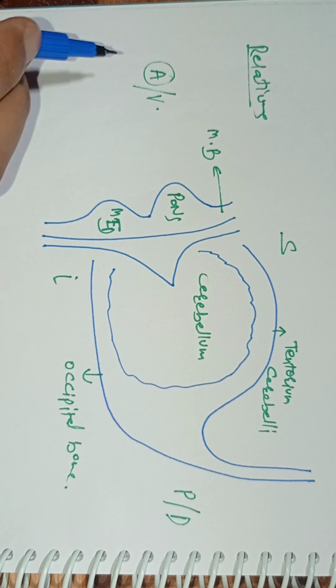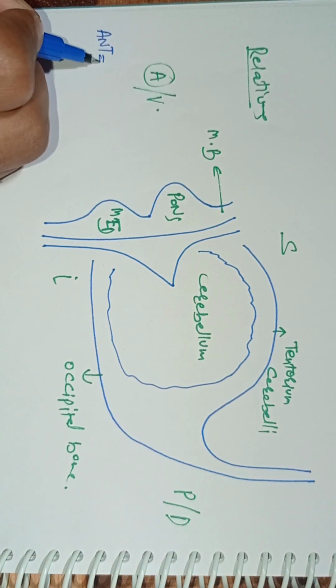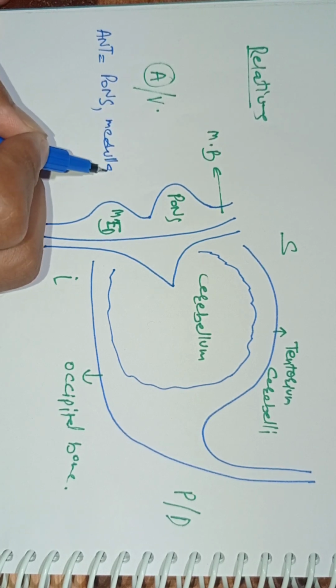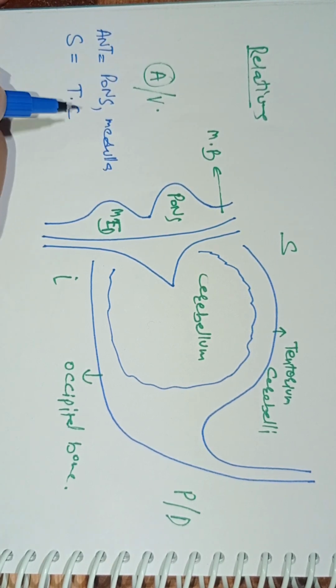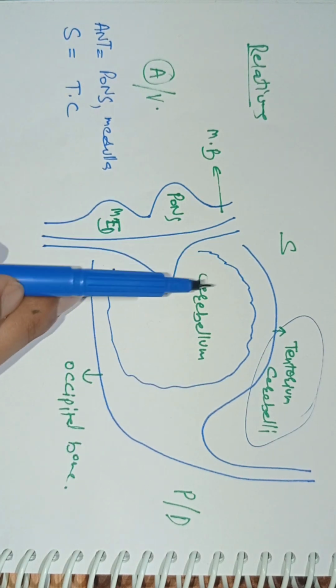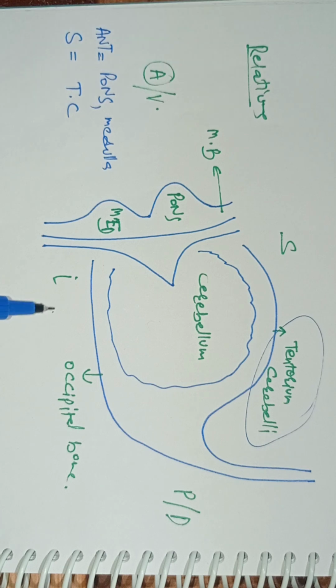Now everything is clear. What is anterior to cerebellum? Pons and medulla. Simple. What is superior to cerebellum? Tentorium cerebelli. What is this tentorium cerebelli? It is a modification of the dura mater, meningeal layer of dura mater. I have taught you this tentorium cerebelli in detail in the meningeal playlist. Go watch it if you want to. If you don't want to watch it, for the time being, remember tentorium cerebelli is the superior relation to the cerebellum.